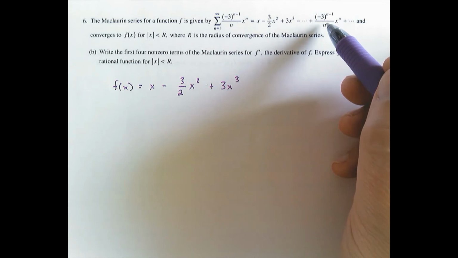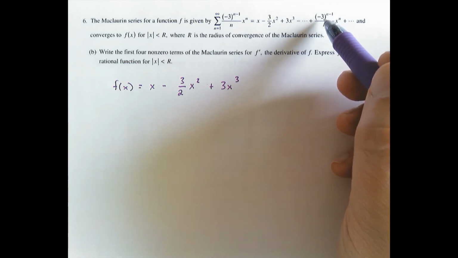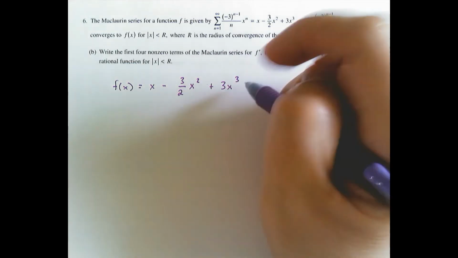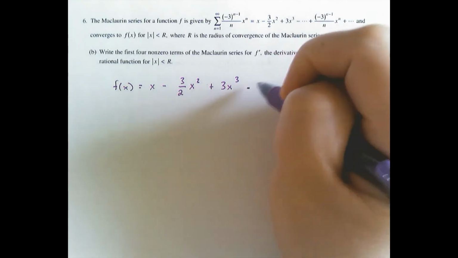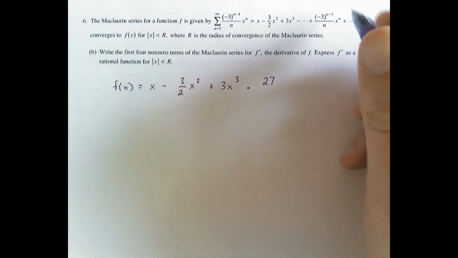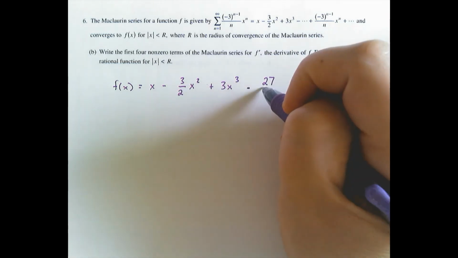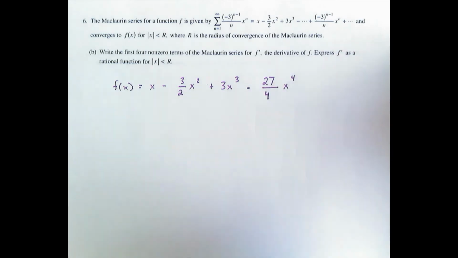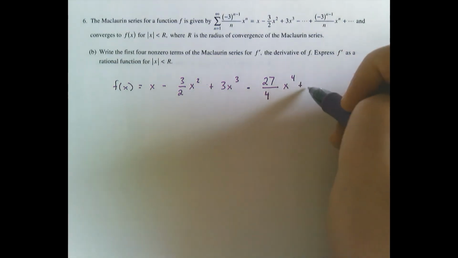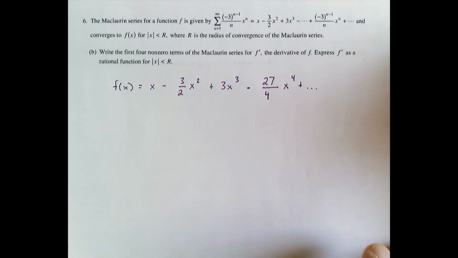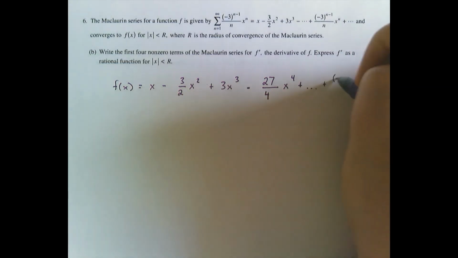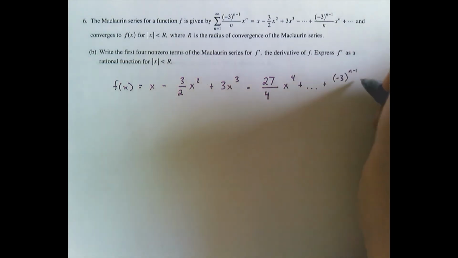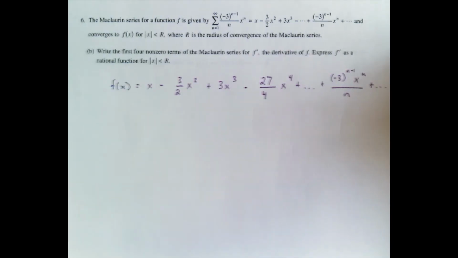If I let n be 4, we have negative 3 to the third power, which is going to be negative 27. And then I said n was 4, so there's our fourth term plus dot dot dot. If we want to include the general term in there to be more mathematically precise and clean, that would definitely help out in being better mathematicians.